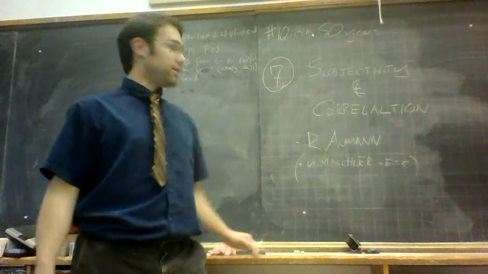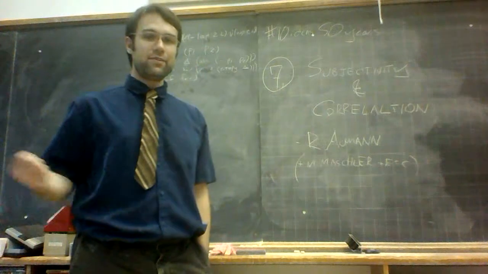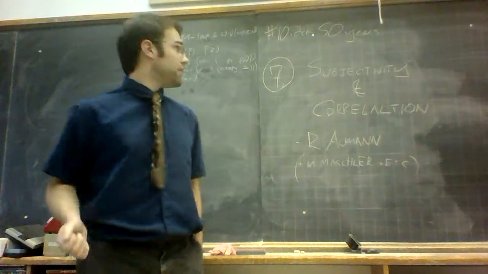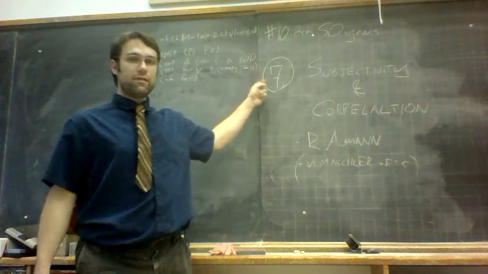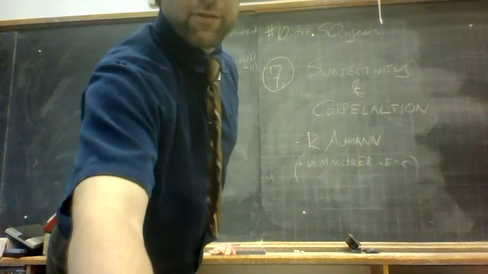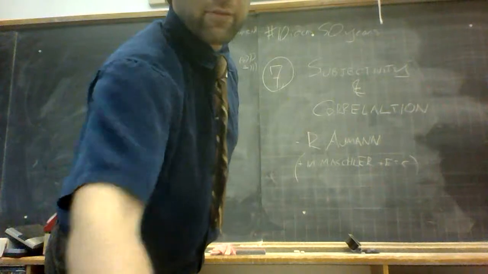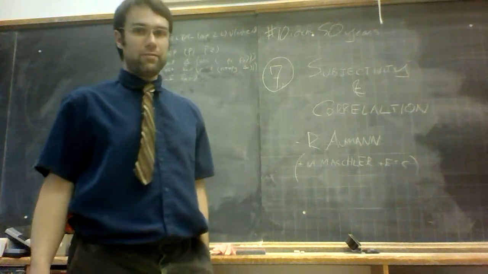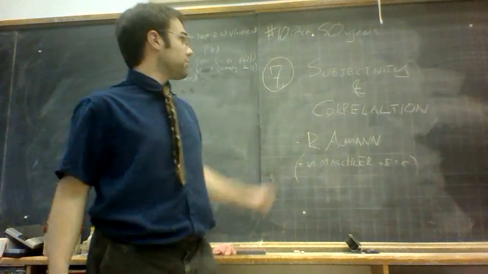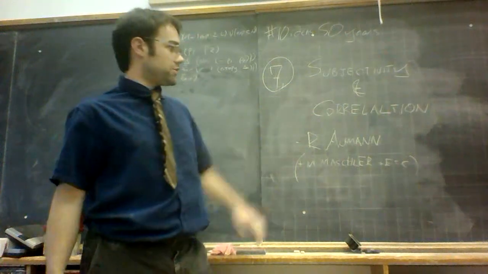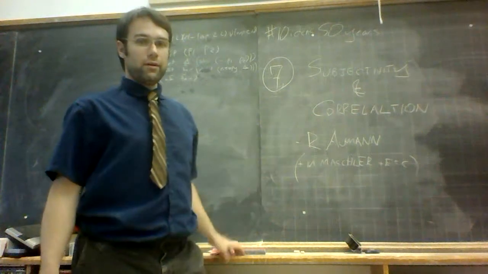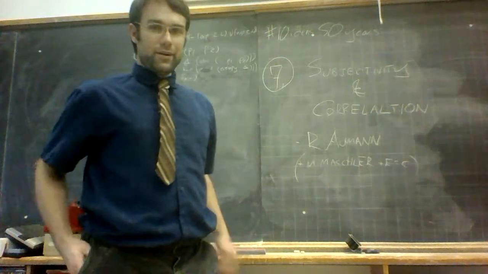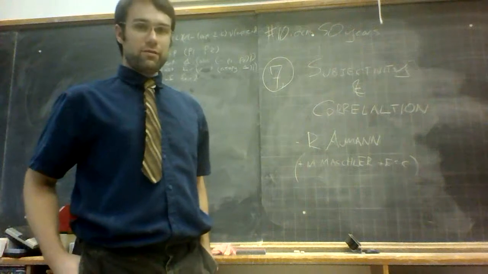I'm Jeff Quick, and I'm trying to get across 10 ideas from the last 50 years that I think you should know. Today is the 7th video of the series, and we're going to go into a paper from the Journal of Mathematical Economics in 1974, Subjectivity and Correlation by one Robert Aumann. Robert Aumann should be familiar to you by now. He's kind of a regular feature of this series.